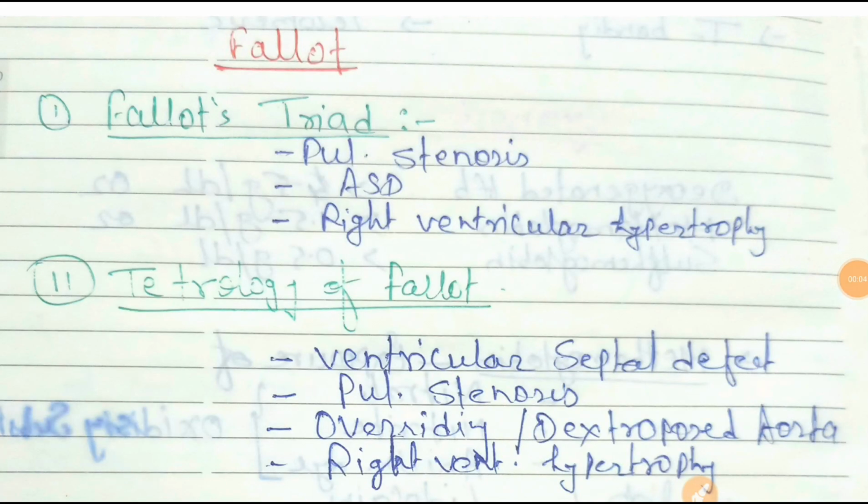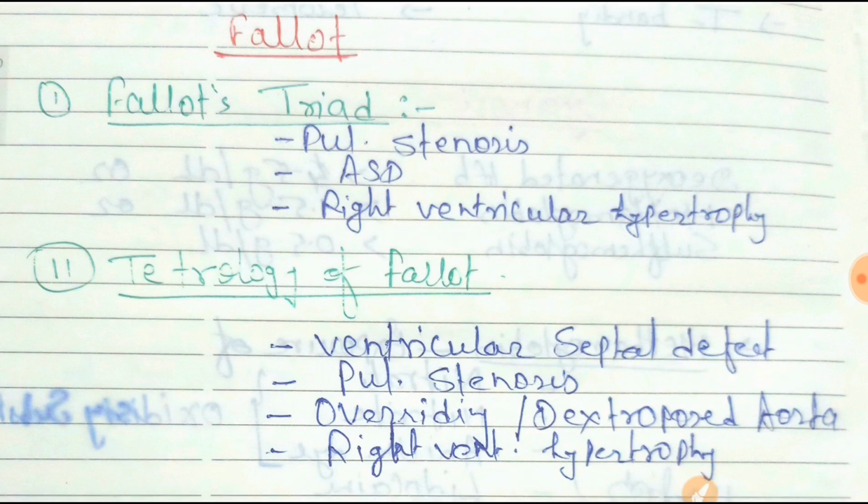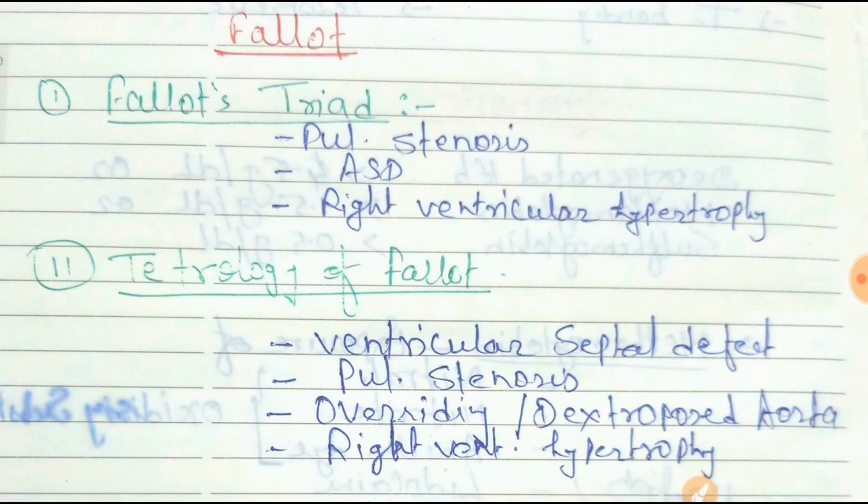Today's topic is Fallot's. You know about the Fallot's triad, Fallot's tetralogy, and pentalogy. So, how will you retain it? By a trick. First of all, start with Fallot's triad. How will you retain Fallot's triad, tetralogy, and pentalogy?